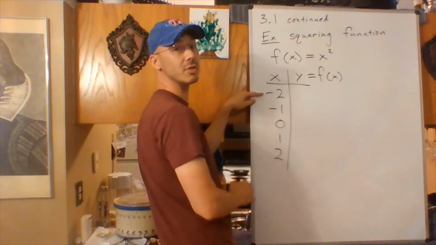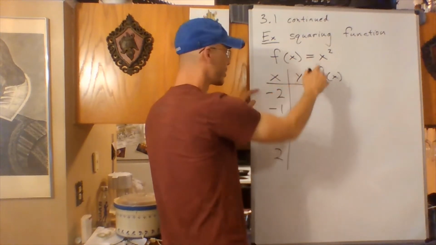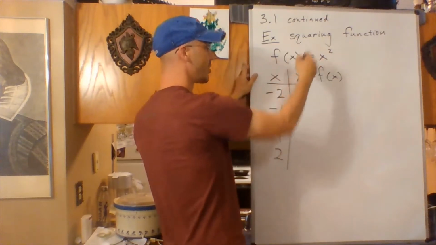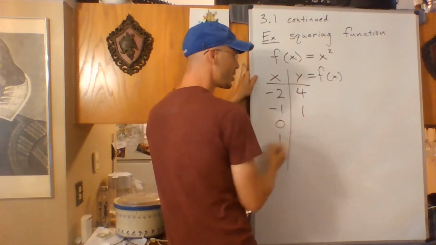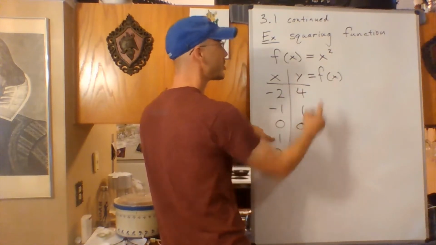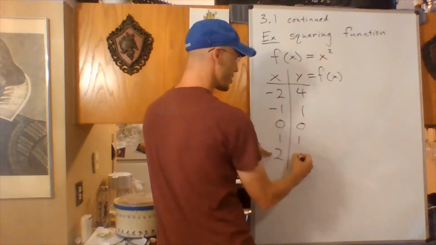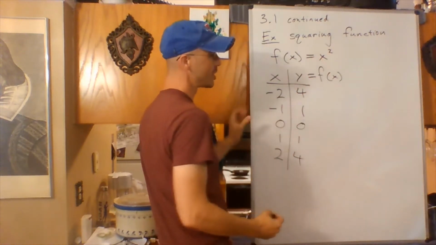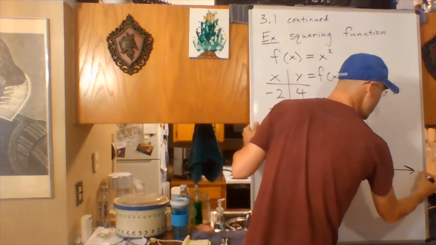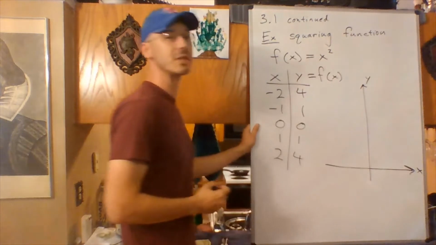If x is -2, f of x is -2 squared, which is 4. If x is -1, -1 squared is 1. 0 squared is 0. 1 squared is 1. And 2 squared is 4. This gives me some points that I can use to build a graph of this function.